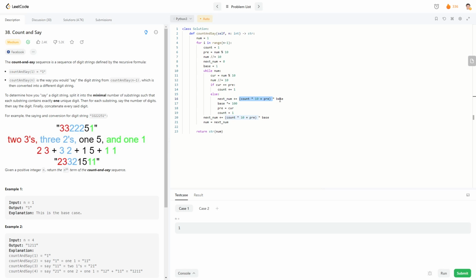Then we will multiply by the base. The base will be increased 100 times every time we collect a remainder, so that the first remainder will be here, then the second remainder, third, fourth, like that. So at last we will have the next number, and the next number you see is just an integer instead of a string.